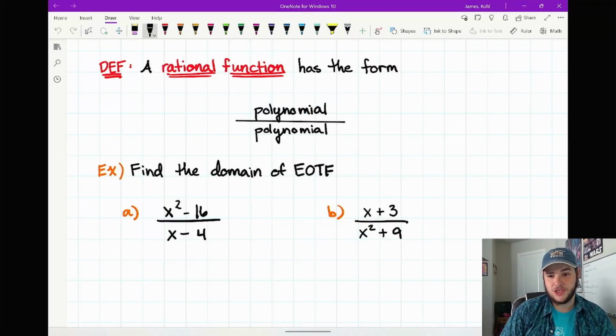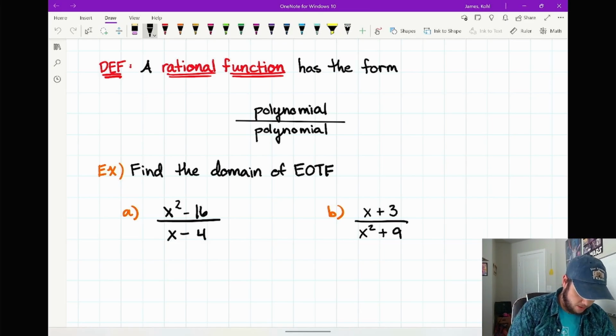A rational function is just any polynomial over another polynomial. We're going to start by looking at a couple different aspects of these rational functions that are going to help us sketch its graph. The first of those being finding its domain, because you'll notice inherently baked into the structure of these rational functions, we've got a domain issue. Our denominator can't be 0.